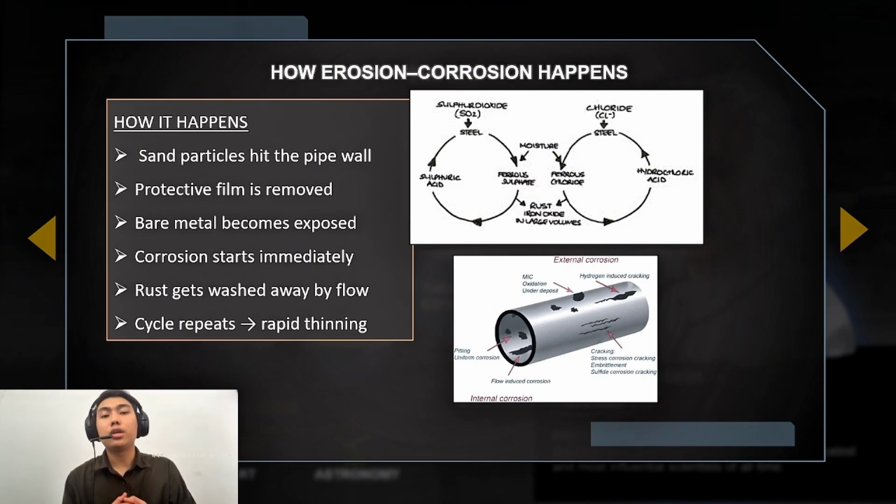On the right side, you can see a diagram showing how chemicals react with steel and how internal and external corrosion can form on the pipe. So that's all on how erosion corrosion happens. Let's continue to the next slide.